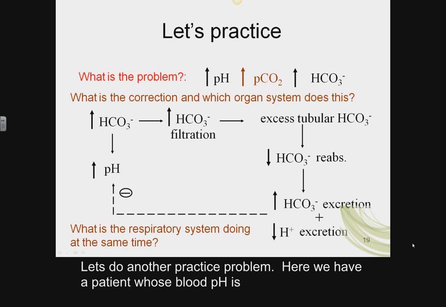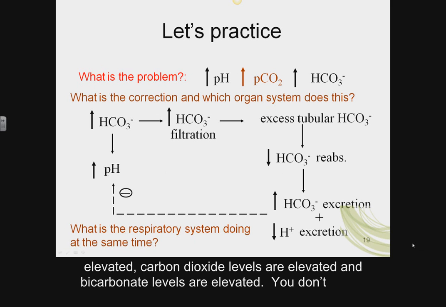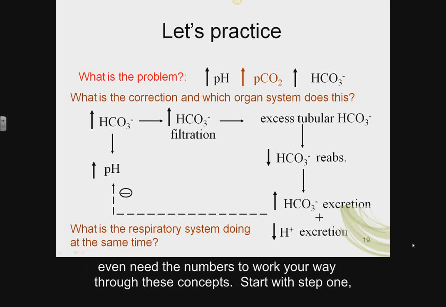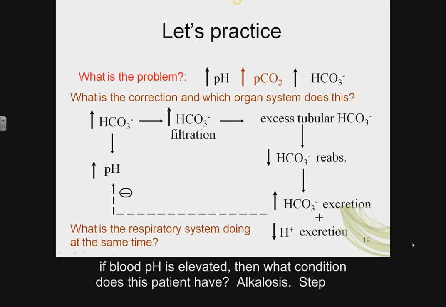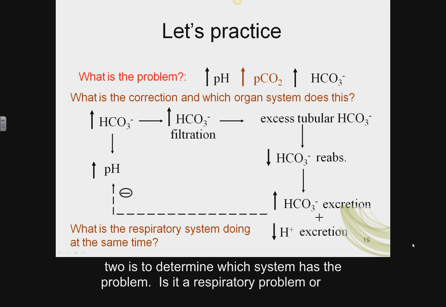Let's do another practice problem. Here we have a patient whose blood pH is elevated. Carbon dioxide levels are elevated and bicarbonate levels are elevated. You don't even need the numbers to work your way through these concepts. Start with step 1. If blood pH is elevated, then what condition does this patient have? Alkalosis. Step 2 is to determine which system has the problem. Is it respiratory or metabolic?